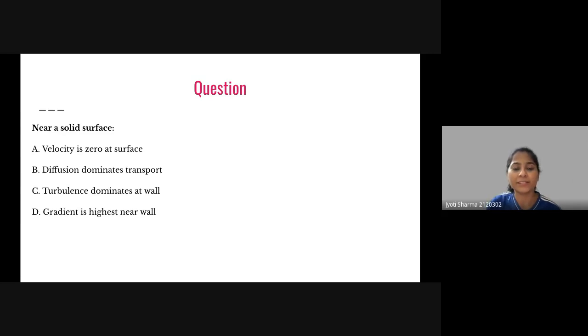So for the solid, let's say I'm taking the example of soil. So you have soil, right? And then you have to tell me what are the different conditions that will happen near the solid surface. Or you can also draw it perpendicular. So let's say this is soil and this is your air. So near the solid surface, what will happen?